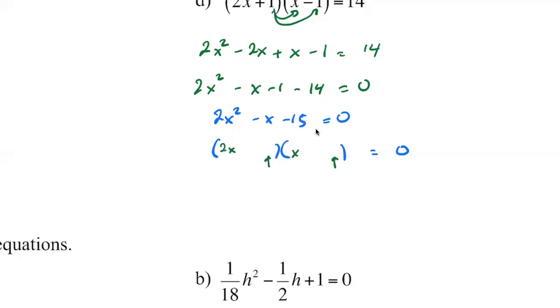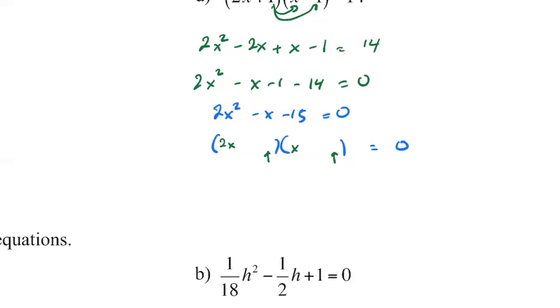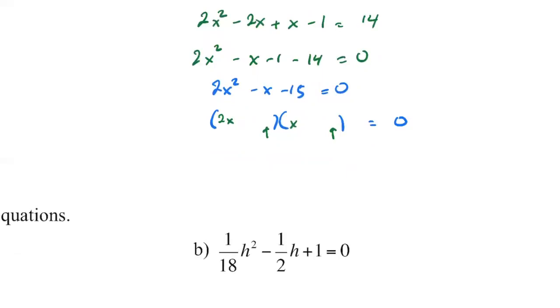Any suggestion? What should go there? 5 and 3. Where are the 5 and the 3? Both are negative. We don't want both to be negative because we want the 5 and 3 multiplied to get negative 15. So one of them has to be negative.